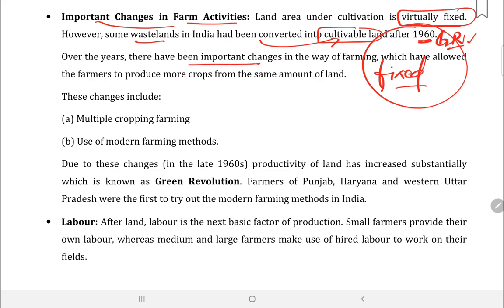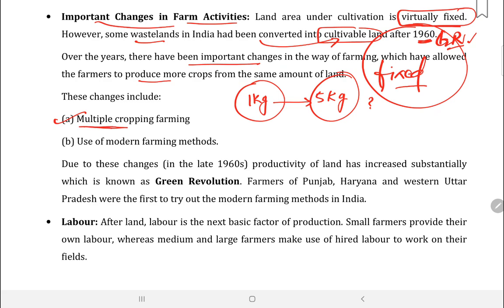These changes are important changes. What happened is, in the same area of land, for example, 1 kg of rice was produced. Now 5 kg of rice is produced. How? Because of multiple cropping and modern farming, like seeds, irrigation, fertilizers, pesticides, etc. Multiple cropping means in the same field you grow 3 or more crops in different seasons, but in the same year on the same field.